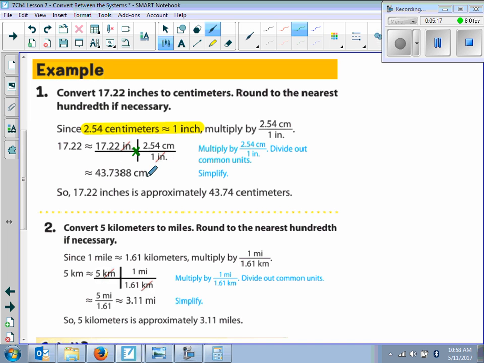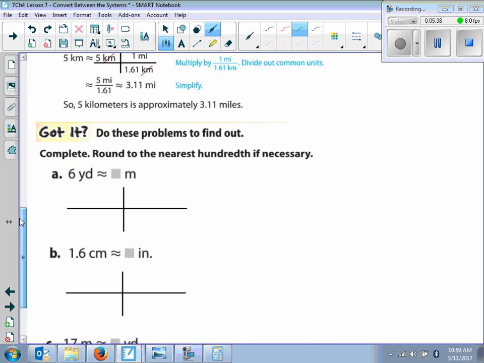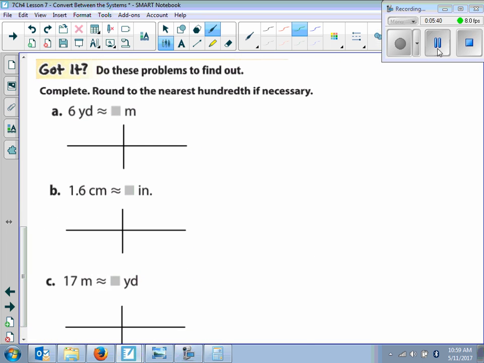So when you do that, you end up with 43.7388 centimeters, which rounds to the nearest hundredth, 43.74. All right, so this example 2 is very similar to the one in the warm-up, so I'm just going to go ahead and skip that. You can read over that in the notes if you'd like. All right, so let's do some got it problems together.